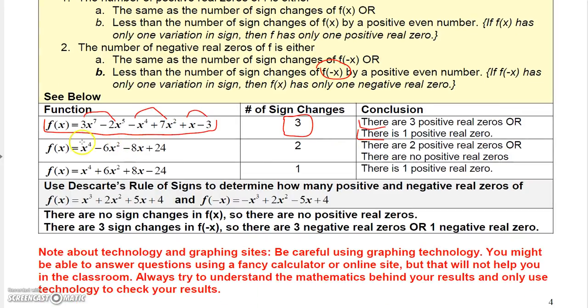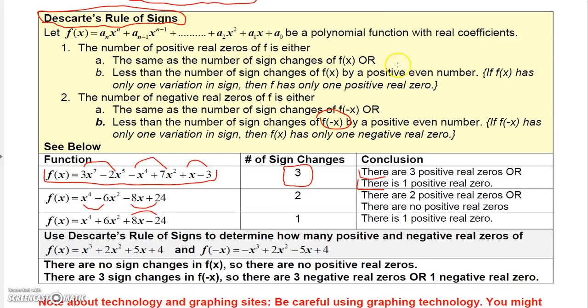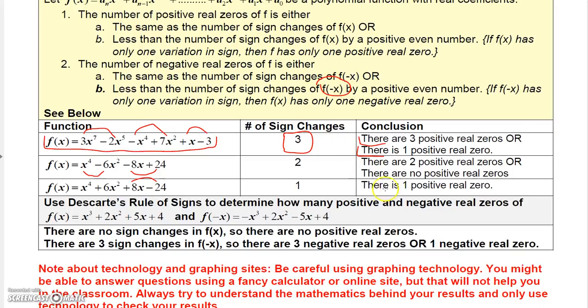Okay. So now let's talk about this function. Notice here there's a sign change from here to here, and there's a sign change from here to here. And so there's actually 2 sign changes. So there's either 2 positive real zeros or there's no positive real zeros, because 2 minus 2 would be 0. So 2 or none. And here, there's only 1 sign change. So based on this, it says if f of x has only one variation of sign, then f has only one positive real zero.